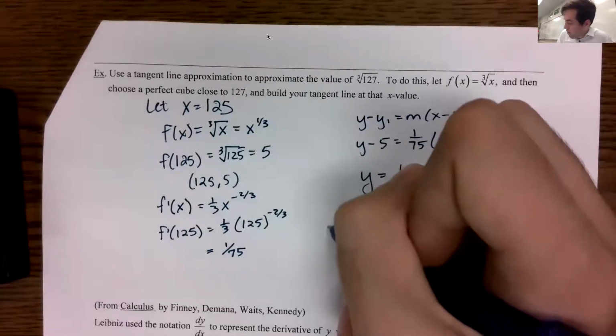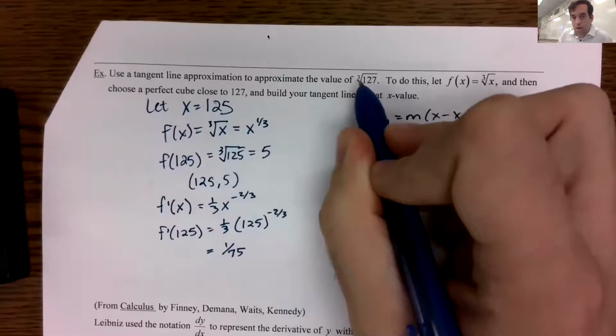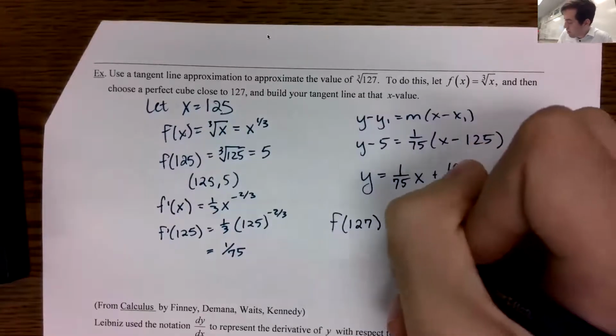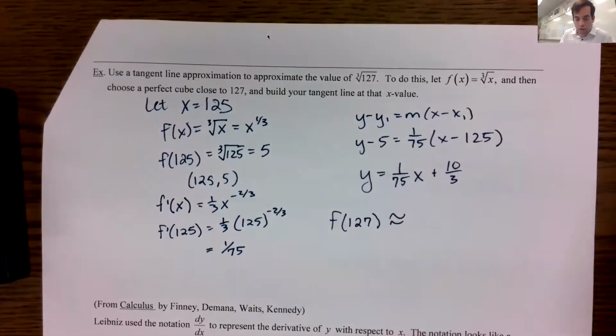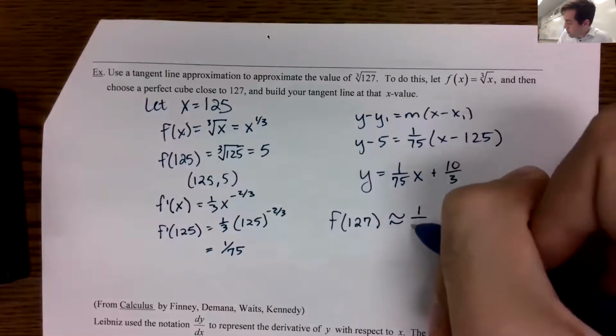And so then we find f of 127. Think about our original question. We're going to approximate this. So I'm using the curly equal sign. And I'm going to use this tangent line and plug in 127.